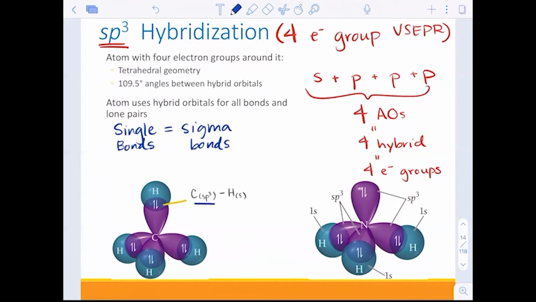Specifically, what we can say is the carbon that is sp3 hybridized overlapped with the hydrogen that is s orbital. Hydrogen, again, doesn't hybridize. It's an outer atom. Outer atoms usually do not hybridize. When we look over here at the nitrogen, again, nitrogen is sp3 hybridized, and it's overlapping with a hydrogen in an s orbital. So we can say that is true for every single bond in these structures.